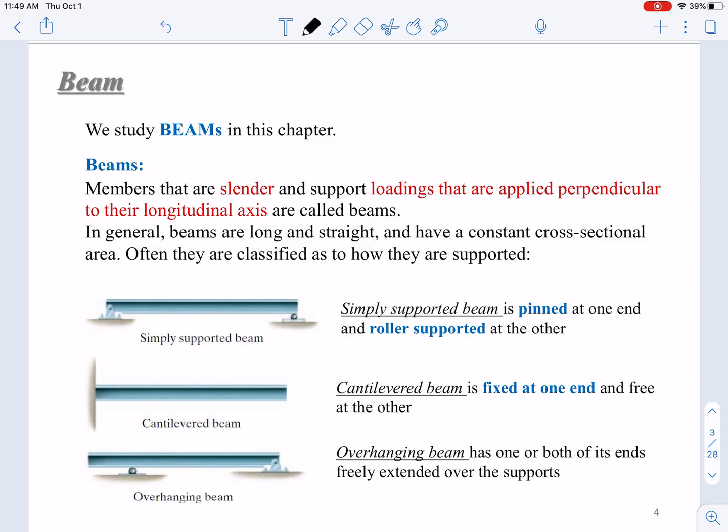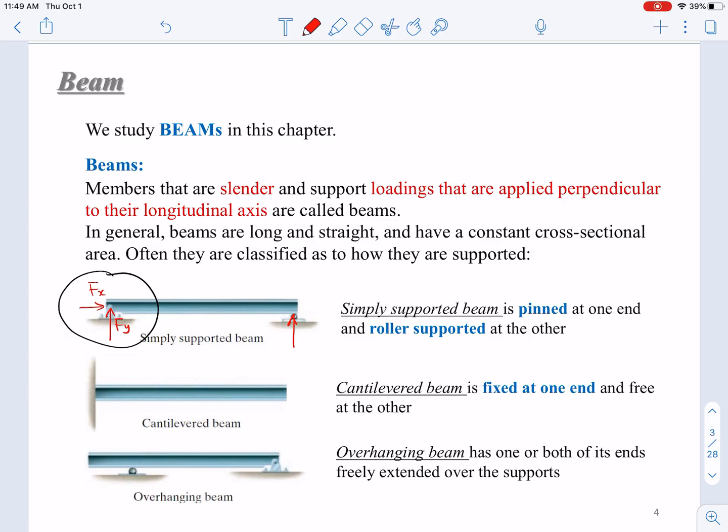What do these support types mean? This is the pin support. This means the reaction forces will include Fy in the y direction and Fx in the x direction. Is there any rotation, any bending moment at this point? No. A pin support is free to rotate. How about a roller support? A roller support only has the reaction force in one direction, that is in the y direction.